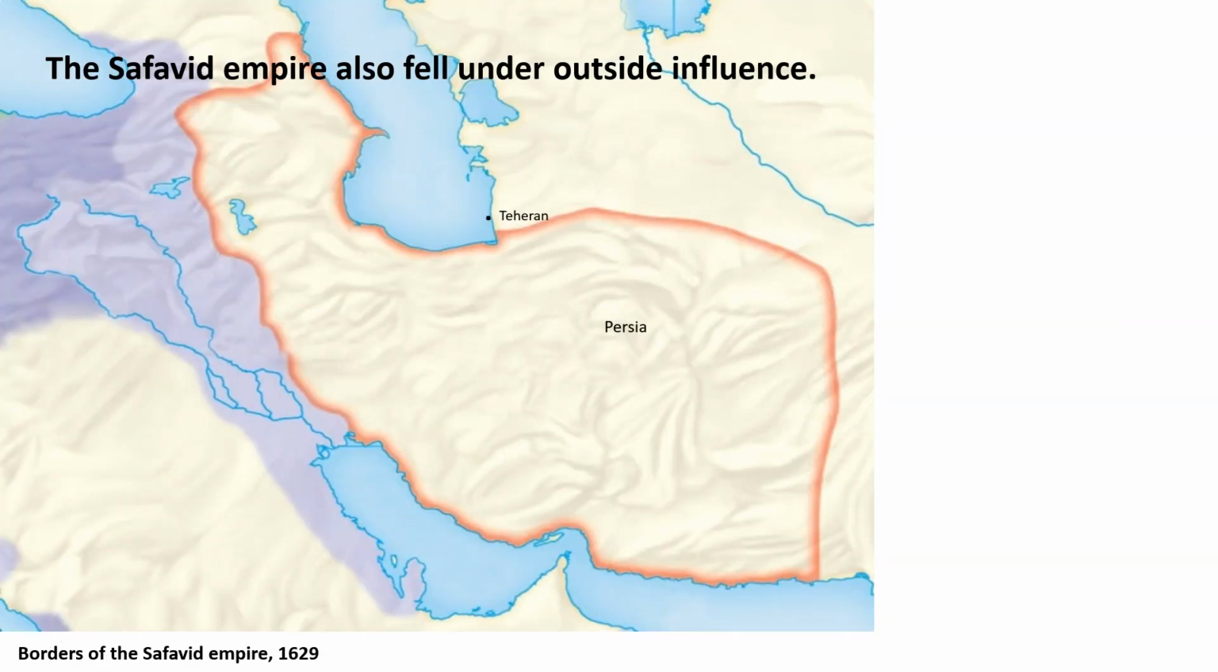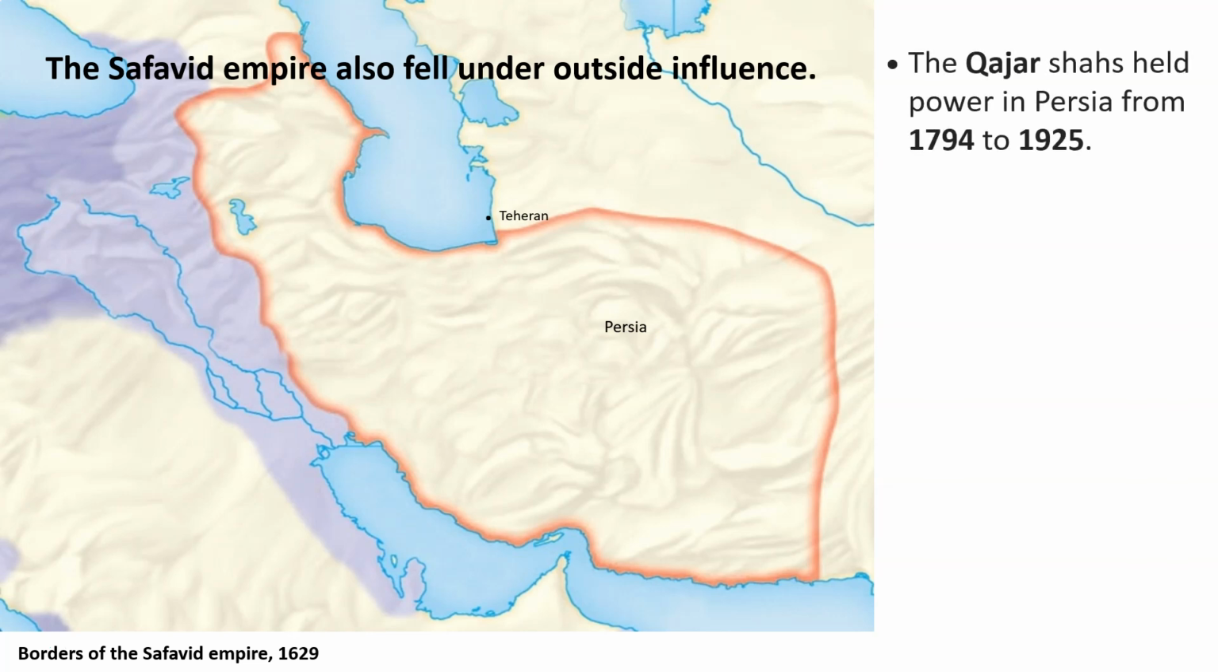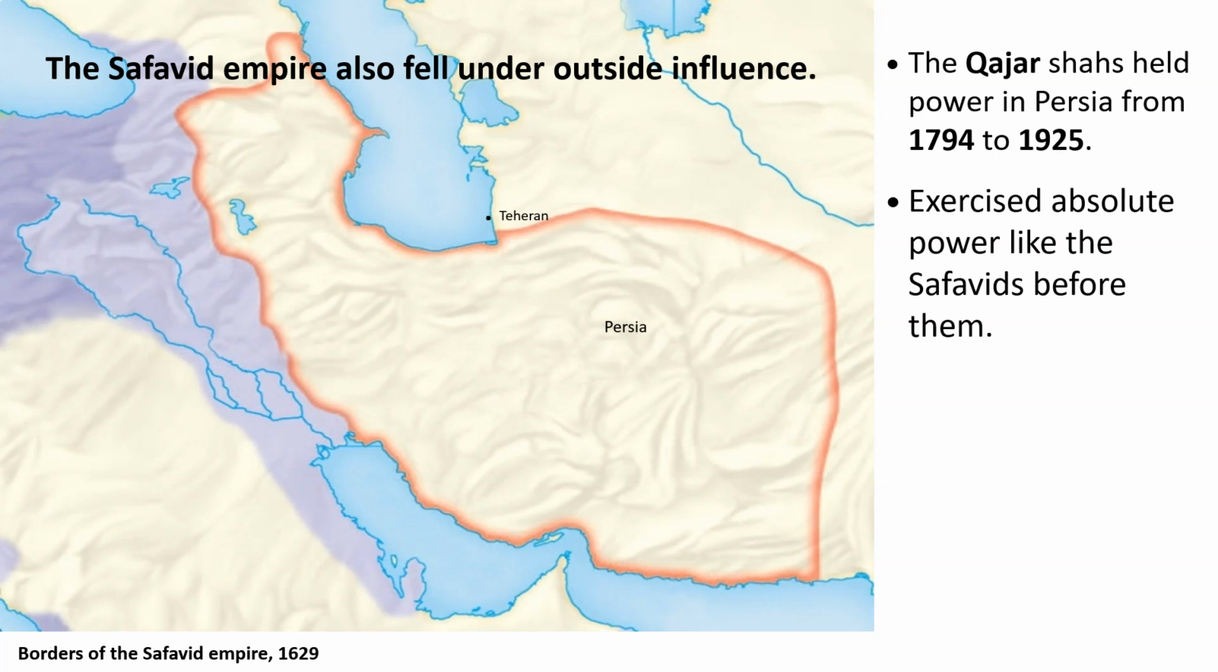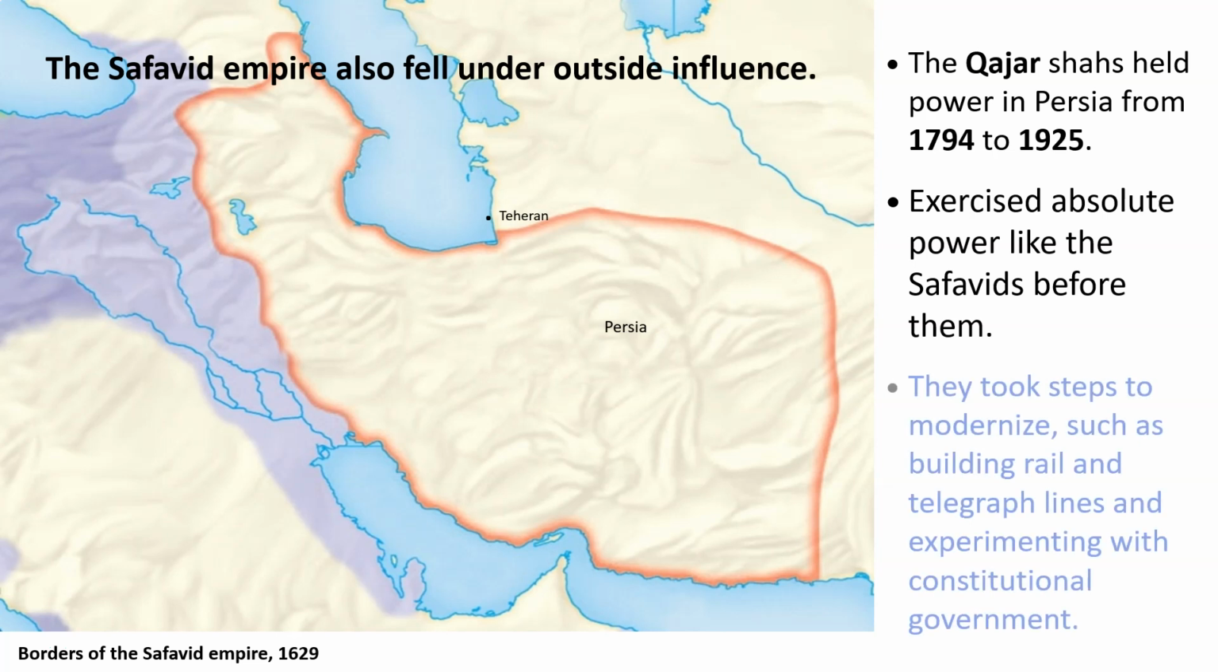Okay, we're going to go to the east, to a region of Persia that we've talked about as the Safavid Empire back in the 1600s. When we left the Safavid Empire, we brought in the Qajars, who controlled this territory from 1794 to 1925. Like the Safavids, the Qajars exercised absolute power over the people living in their empire and their kingdom. And they too took steps to modernize, build infrastructure, railroad, telegraph, even experimenting at different times with a more constitutional style government that you might see in the West.